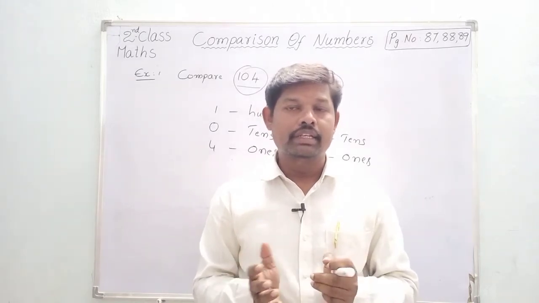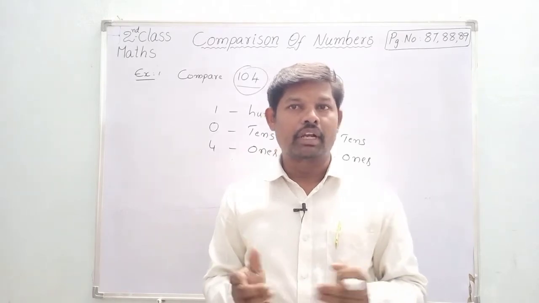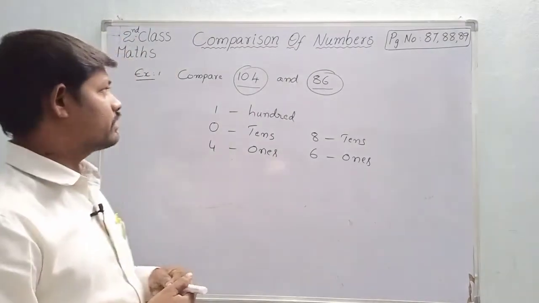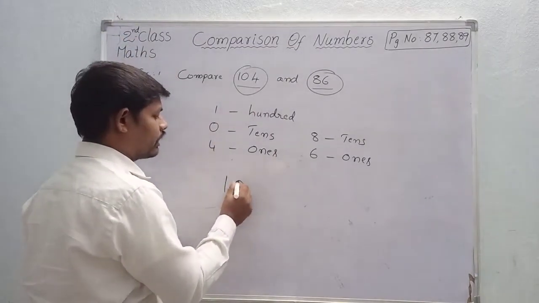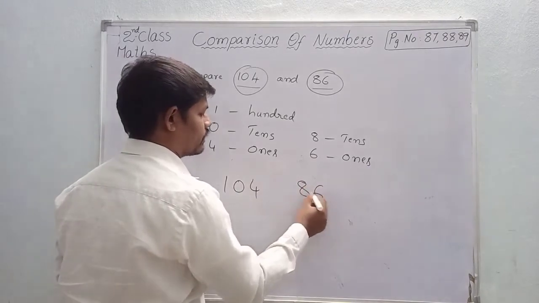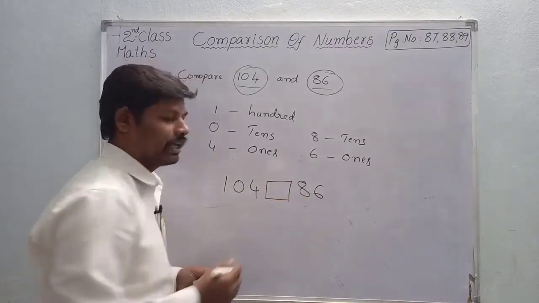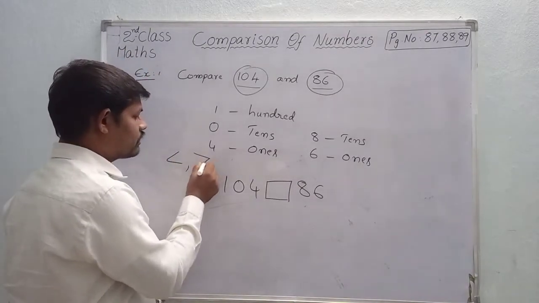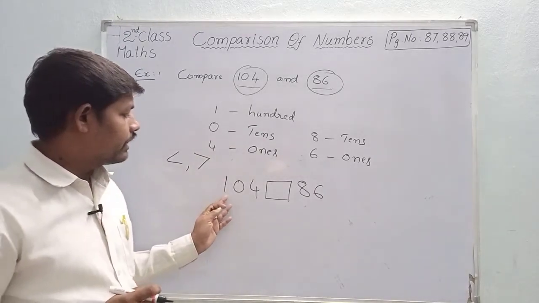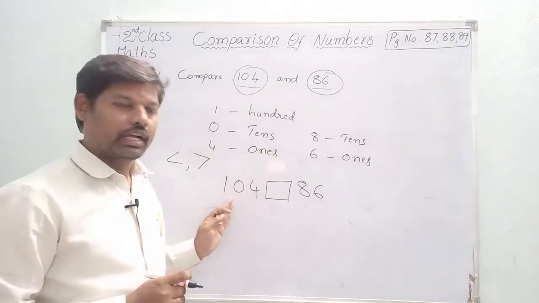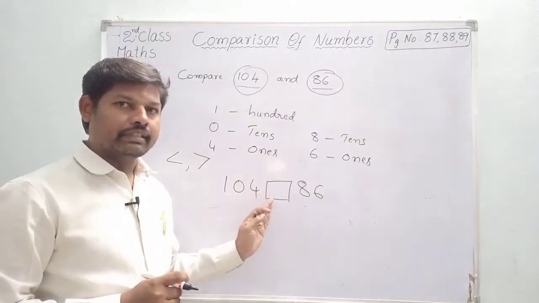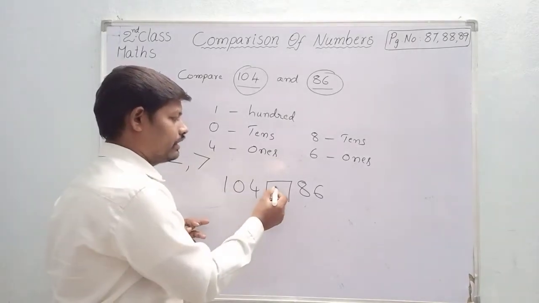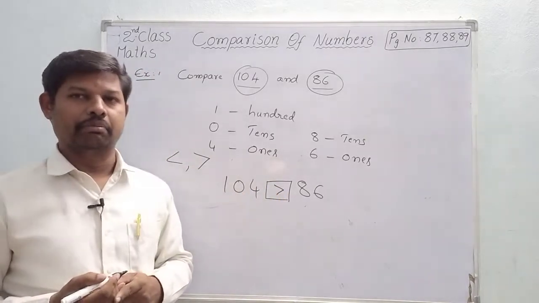How to write this big number and small number? We have to use greater than and less than symbols. For example, if you want to write 104 and 86, which symbol do you have to write in between? This is less than and this is greater than. Here on the left side 104 is there. So 104 is greater than 86. You have to write the greater than symbol.